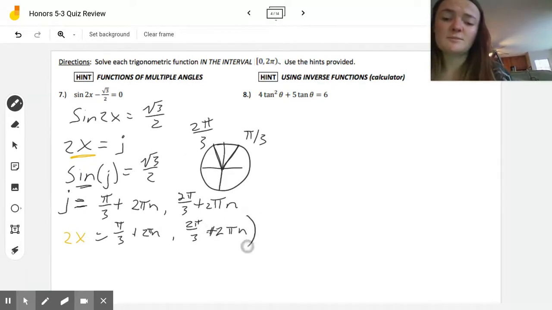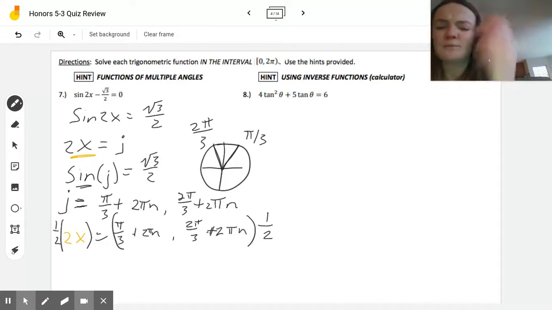I'm going to multiply by a half on both sides. If I multiply by a half on both sides, that will get rid of that pesky... I don't know. Well, pause the video. You guys tell me what word I'm trying to think of here.